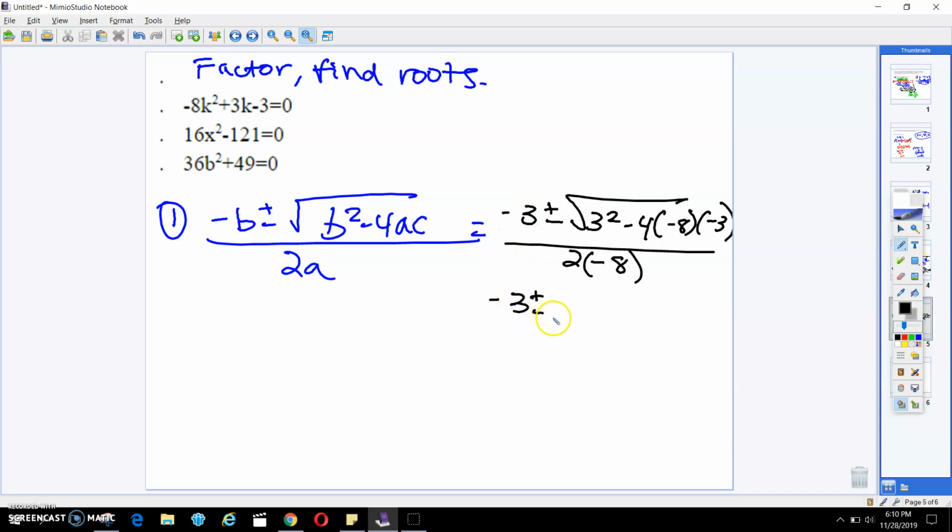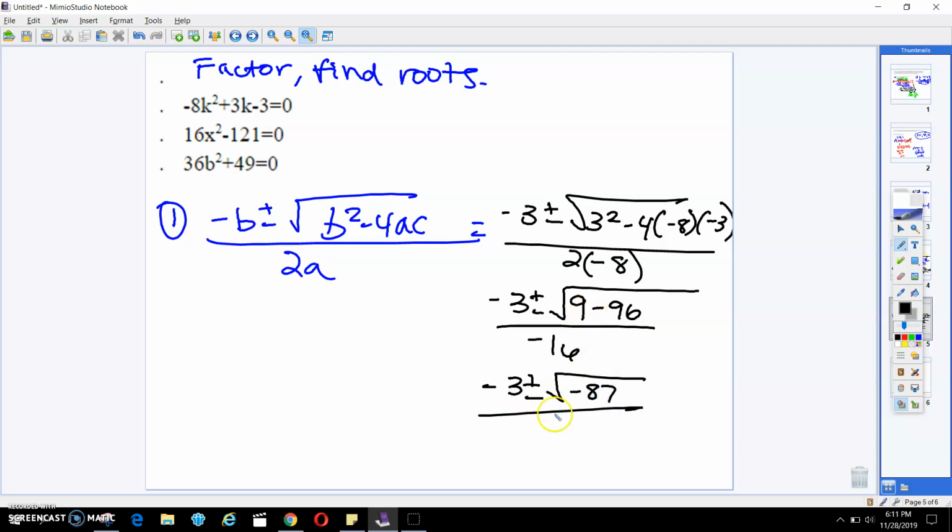Again, I'd probably simplify before I plug it into my calculator just to make my errors smaller. So I'm going to simplify the outside, which it already is. On the inside, 3 squared is 9. Negative 4 times negative 8 is positive 32. 32 times 3 is going to give me 96. That's going to be a negative 96, so I'm going to have an imaginary solution on this one. 2 times negative 8 is going to give me negative 16. Underneath that radical, we're going to simplify a little bit more. 9 minus 96 is going to give us negative 87 over negative 16.